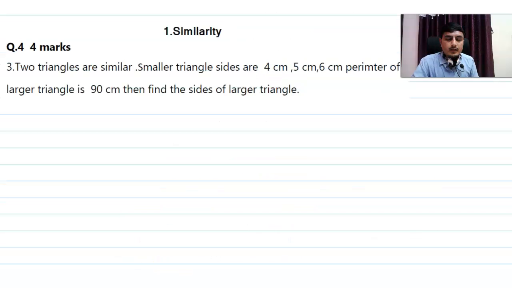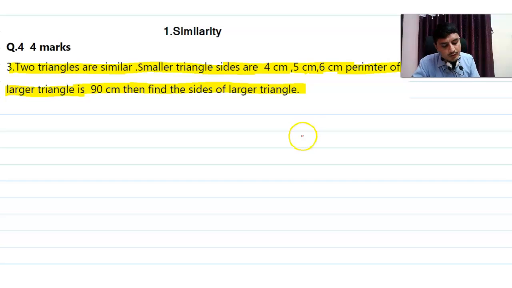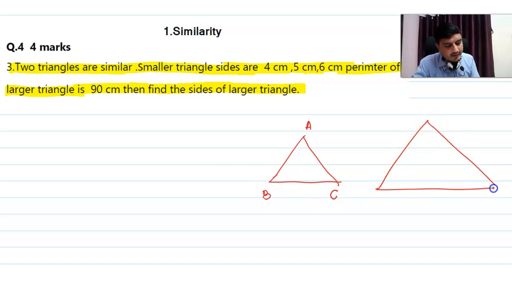Now look at question number 3. Two triangles are similar. The smaller triangle's sides are 4 cm, 5 cm, 6 cm. The perimeter of the larger triangle is 90 cm. Find the sides of the larger triangle. So let us consider the two triangles. The first triangle is triangle ABC, which is the smaller triangle, and the other triangle let it be triangle PQR.